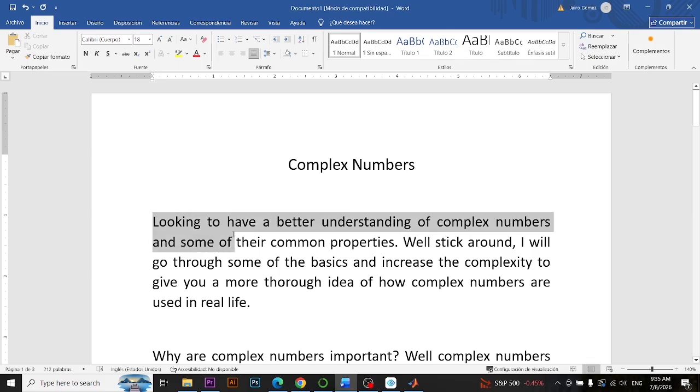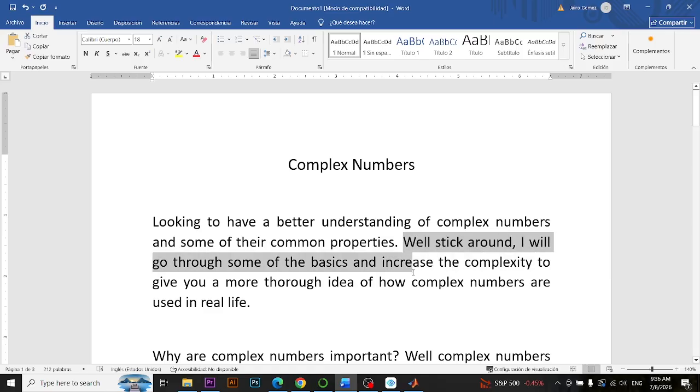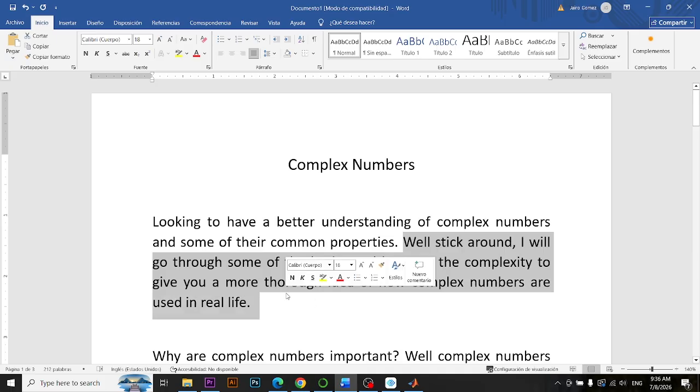Hi everyone. Looking to have a better understanding of complex numbers and some of their common properties? Well, you've come to the right place. Stick around and I will go through some of the basics and increase the complexity to give you a more thorough idea of how complex numbers are used in real life.